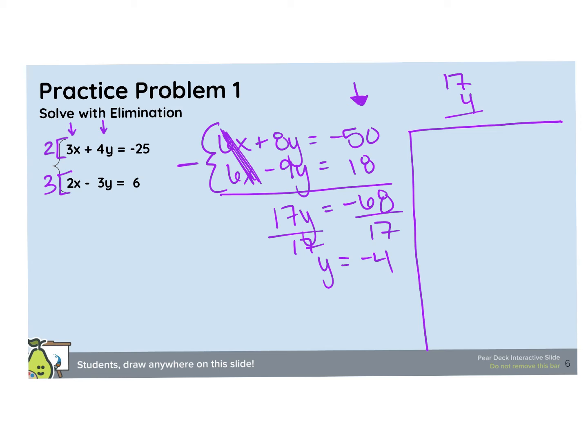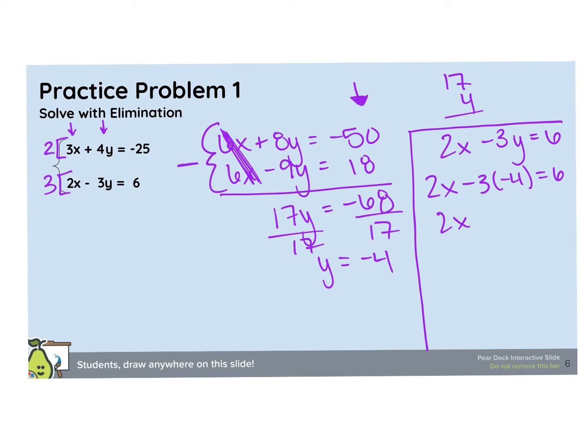Now, which equation do I like? The second one, the numbers are smaller. So I'm going to use this equation, even though the y is negative, because I don't want to have to deal with a negative 25. So I know what y is, not what x is. So this is negative 3. And y is negative 4.